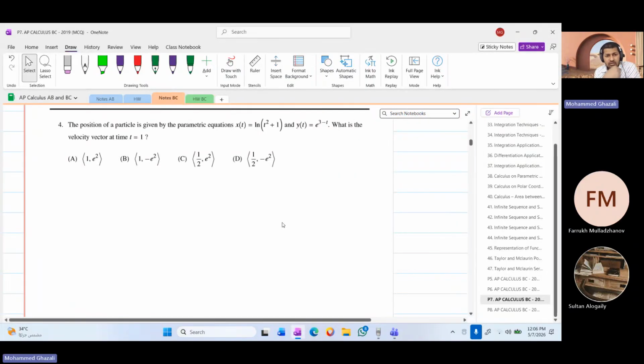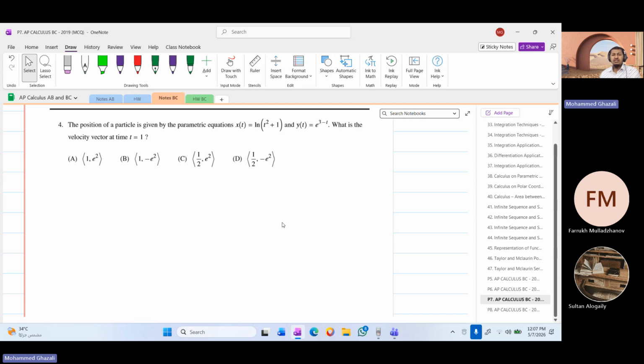Let's move on to question 4. The position of a particle is given by the parametric equation. What is the velocity vector at t equals 1? Velocity vector, this is a position vector. You're going to find the derivative evaluated at 1. So what's x prime t? The derivative of ln gives us 2t over t squared plus 1.